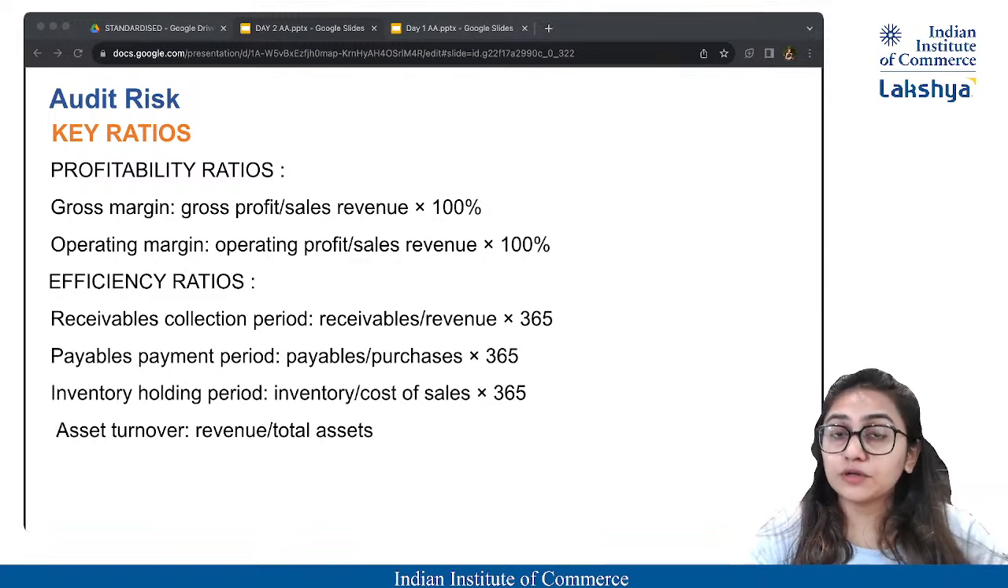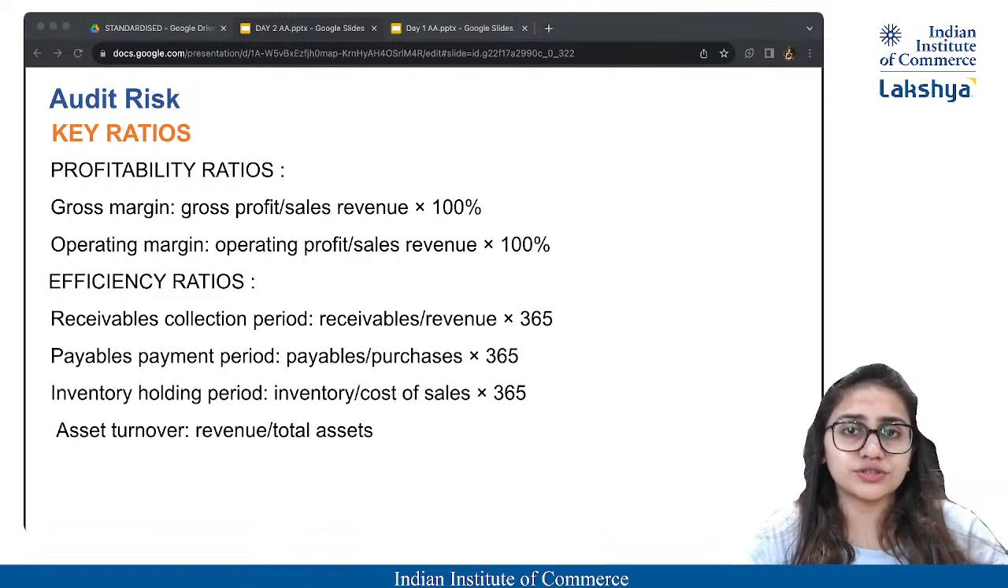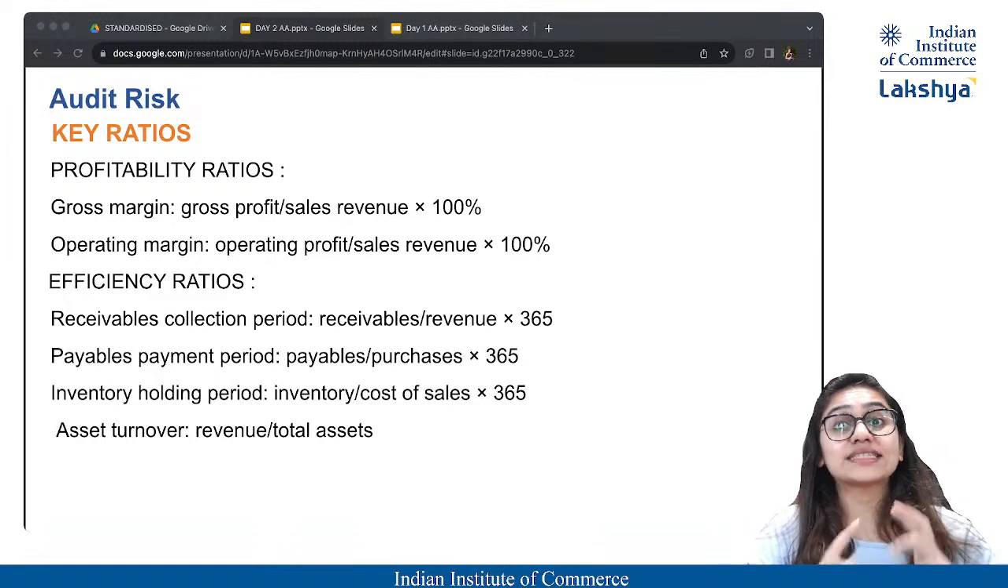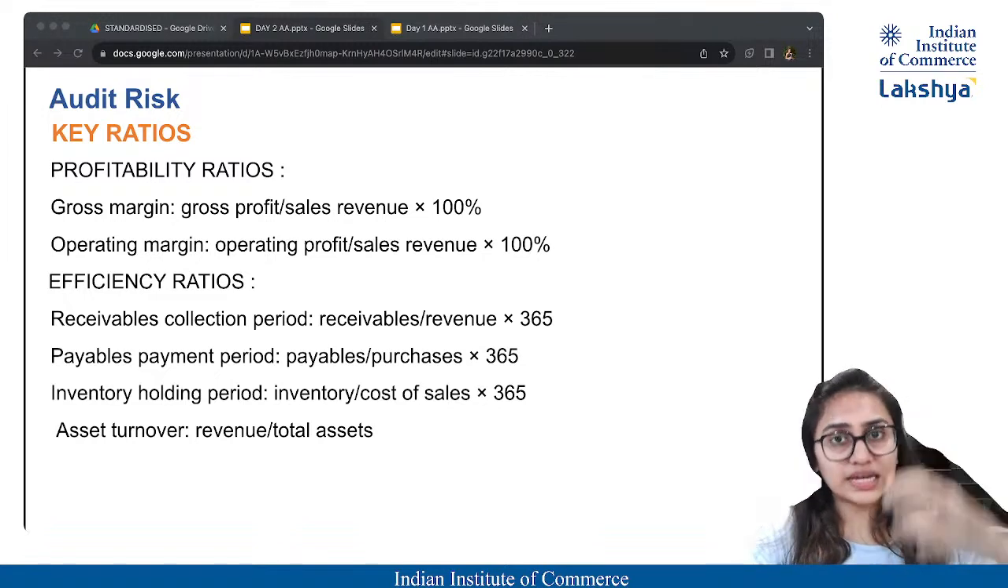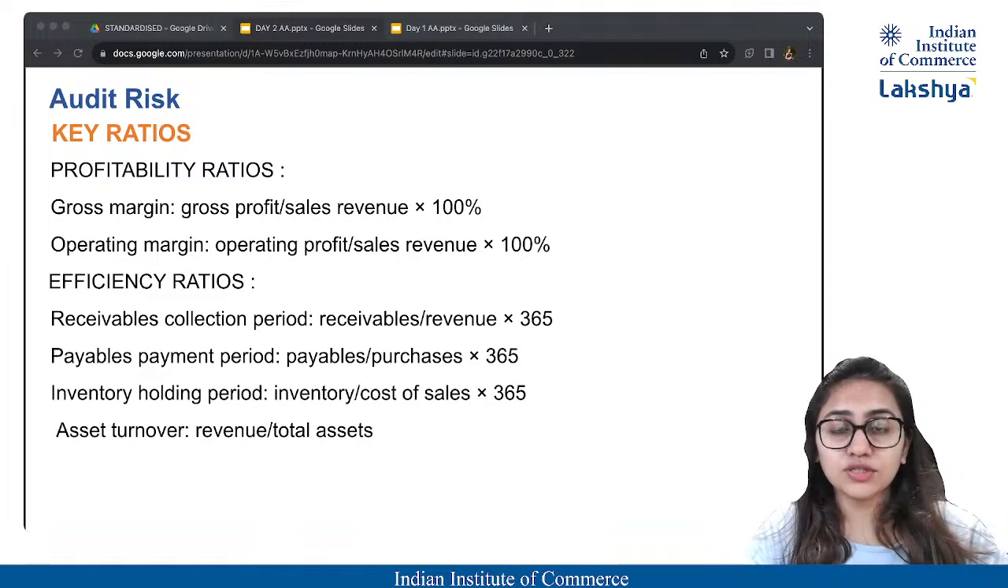From tomorrow, we are going to start solving the sums on audit risk. From the exam style questions, so these were the questions that appeared in the exam in the past. We're going to take the questions, identify the audit risk, and give our response as to how we can improvise on this risk.